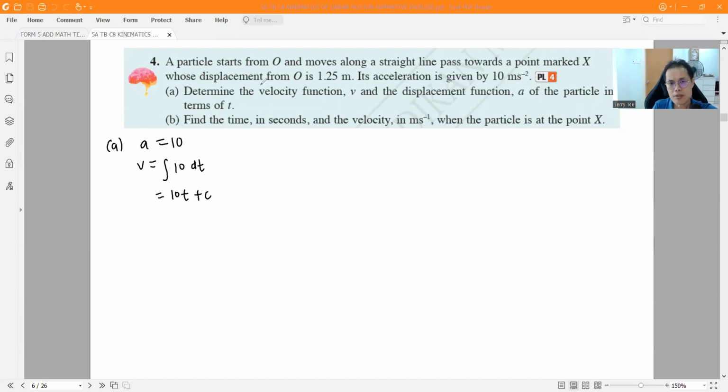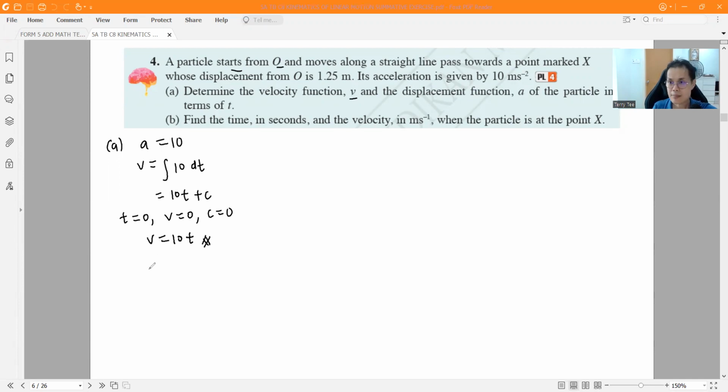Now, the question says it starts from O. Now, here's the thing. When we say starts from O, it moves on a straight line. So we are making a simple assumption that it actually starts from rest, right? So when t equals 0, v is 0, therefore your c is 0. See that? t is 0, v is 0, c is 0. My velocity function is just 10t. Yeah, I found my velocity function.